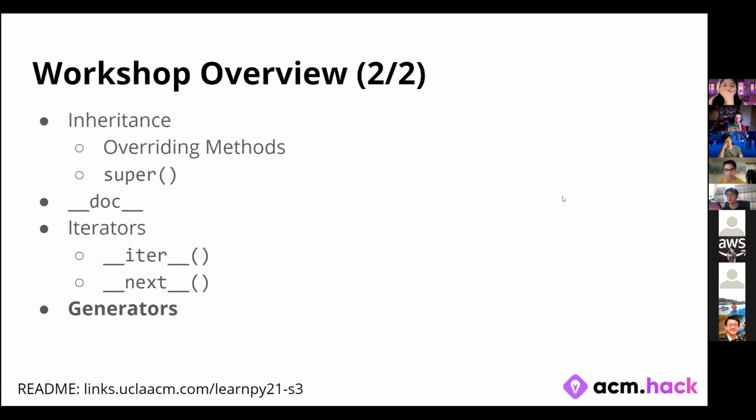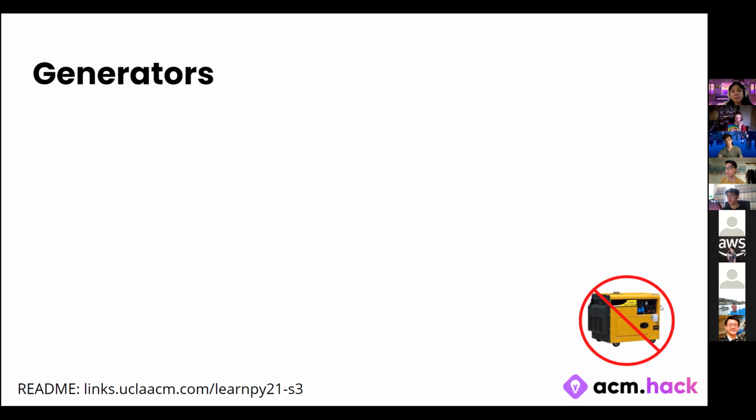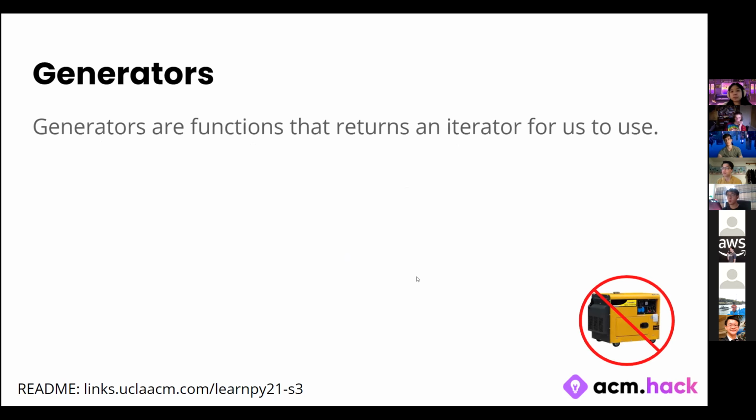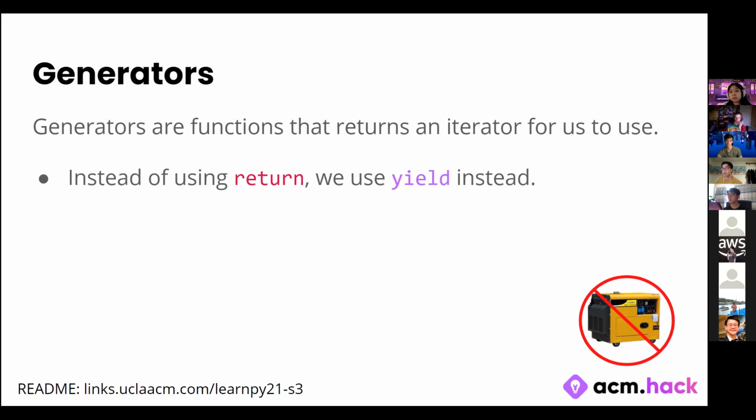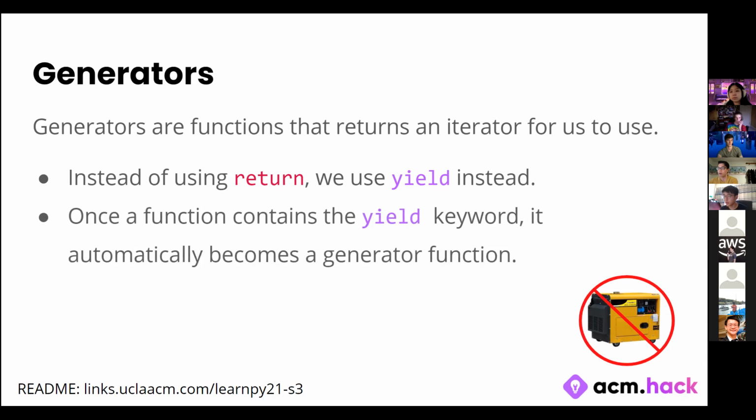And yes, we can. So we're going to go over something called generators, which is a really simple method of defining our own iterator protocol. Generators in Python are functions that return an iterator for us to use. And the difference is that instead of using return, we use the yield keyword instead. Once a function contains a yield keyword, it automatically becomes a generator function.